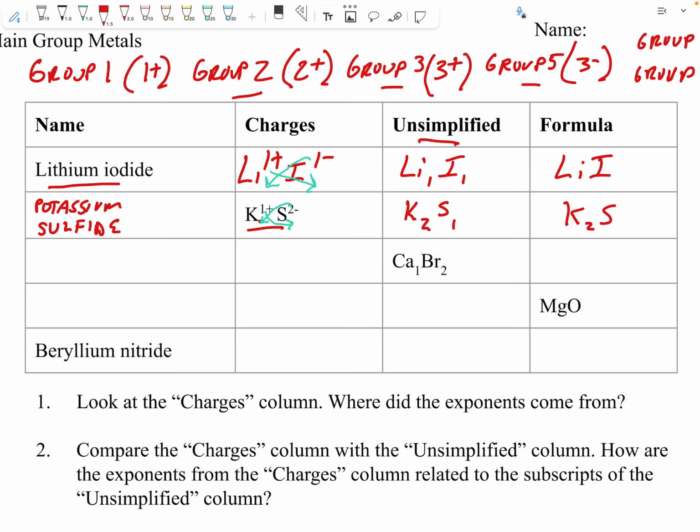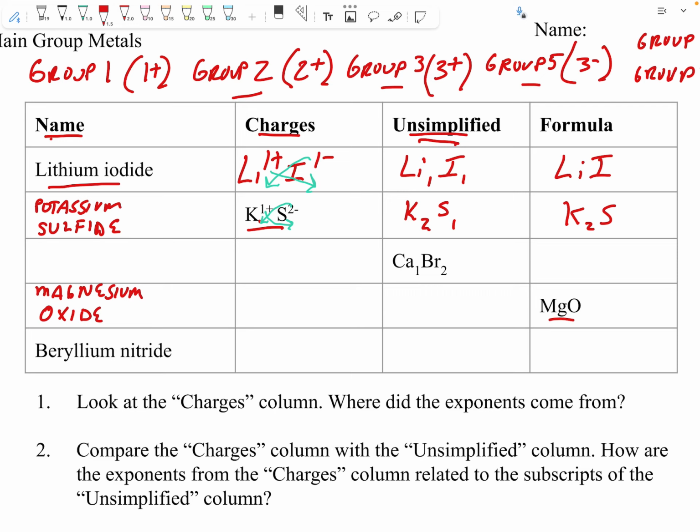Well, the first one we were not given the name, and we were not given the charges, and we were not given the unsimplified, but we have the formula. That's MgO. Magnesium is the name of the first one. You know what? I think I'll just do one more and give you the last one. Magnesium, and then O stands for oxygen. We make that oxide, so magnesium oxide.